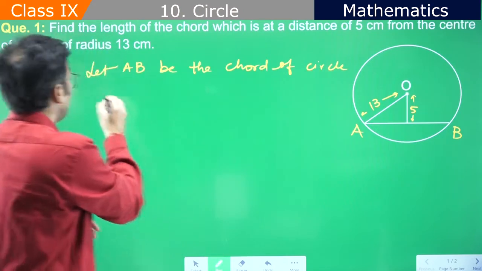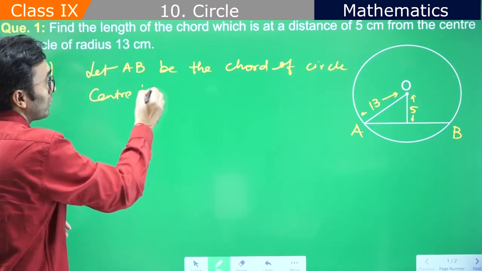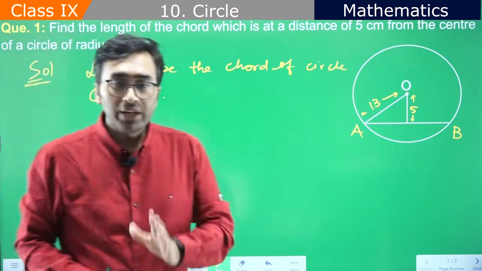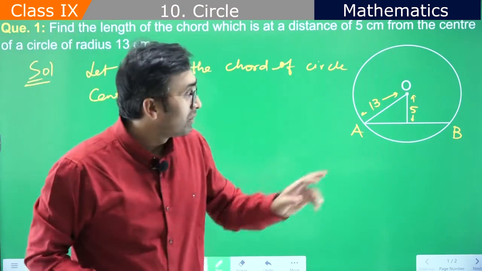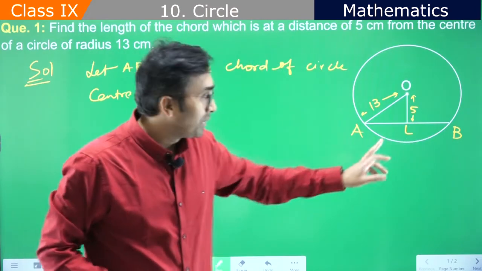Circle, and the center is given as O. We have drawn a perpendicular. This is the perpendicular, and let's say this is the point L. We have the perpendicular drawn.